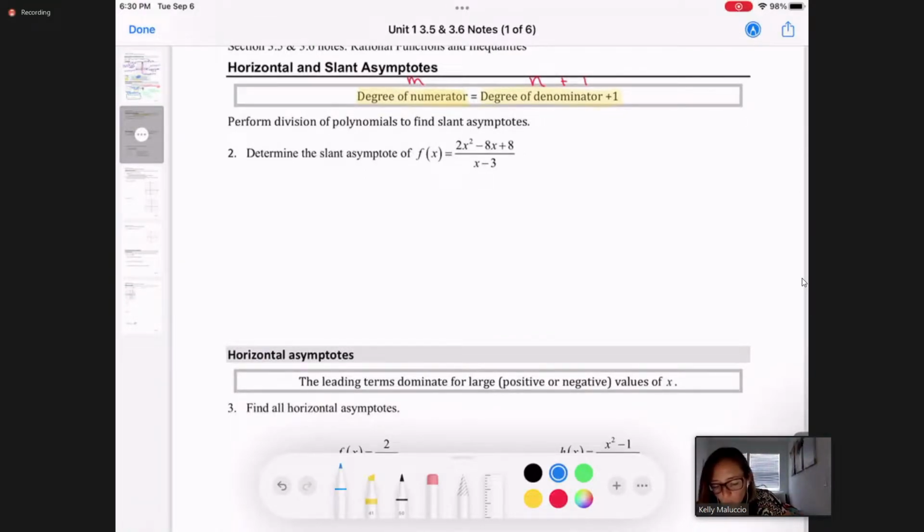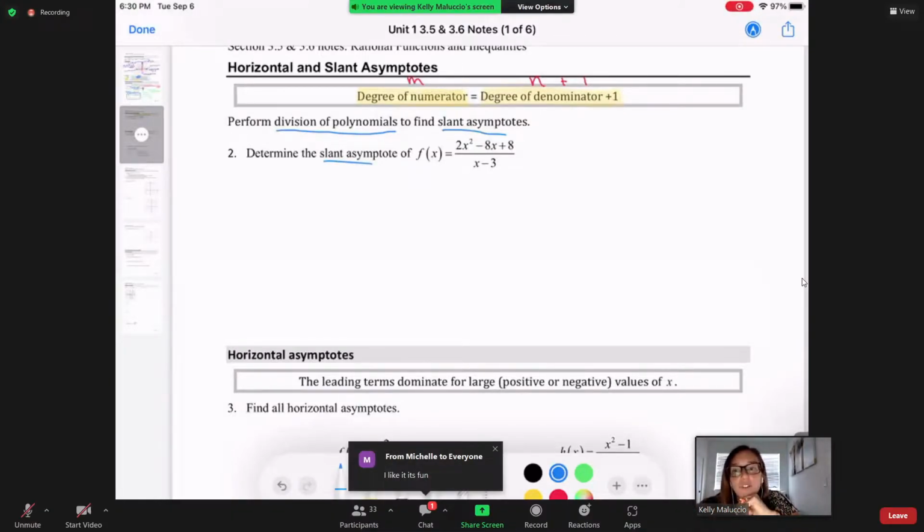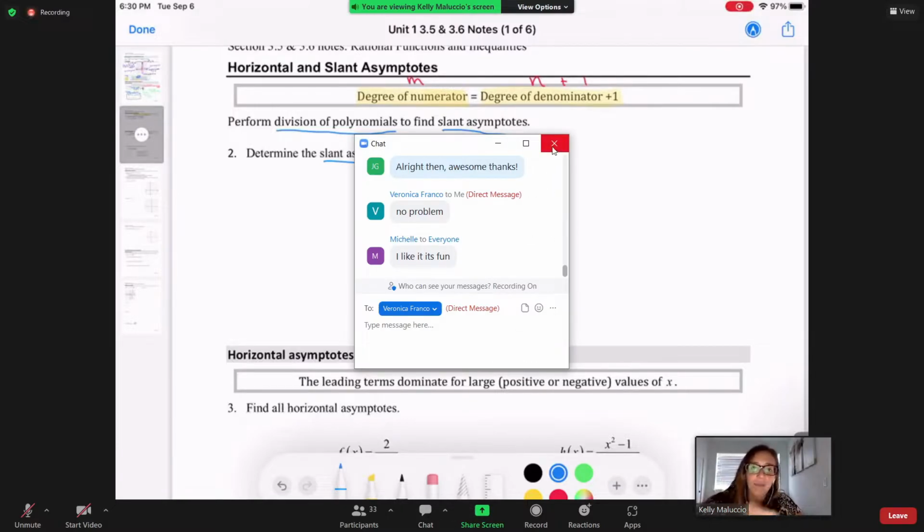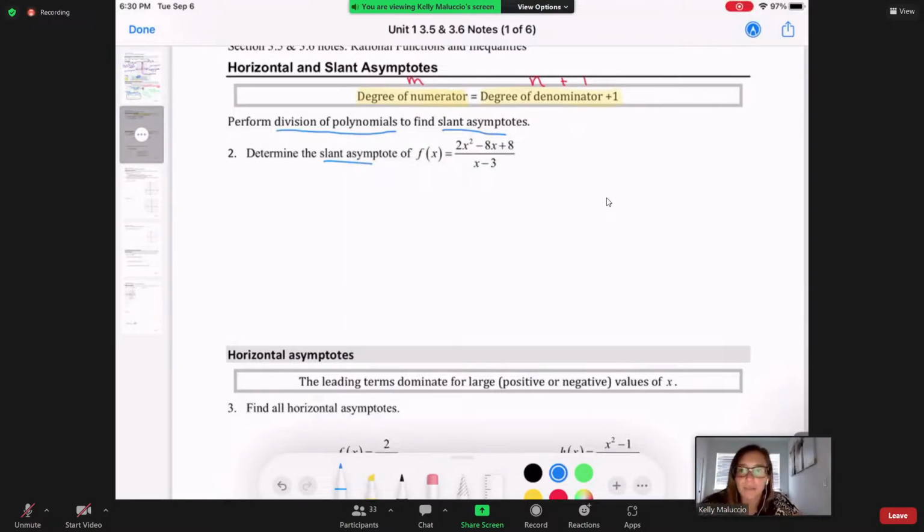So to get this, we do people's least favorite thing, and we have division of polynomials to find the slant asymptotes. So when you want to determine a slant asymptote, you basically have to do polynomial long division. And good, Michelle, you like it. It's fun. I have to say that most days I like it. There are days when my math brain isn't as turned on and this can be difficult.